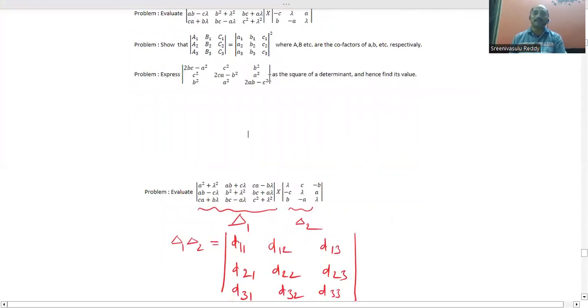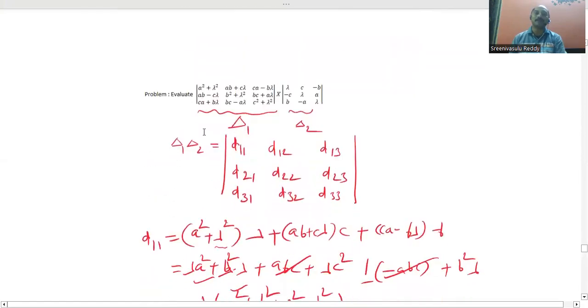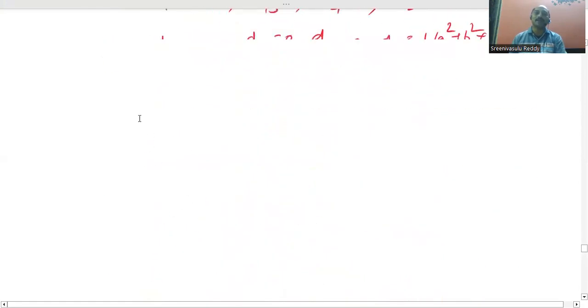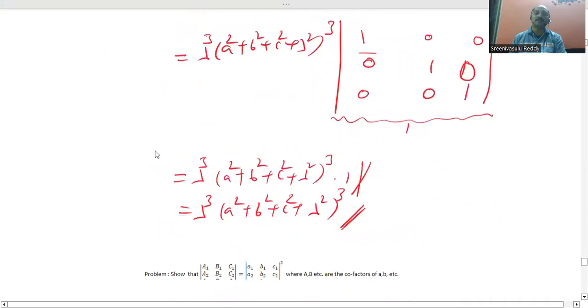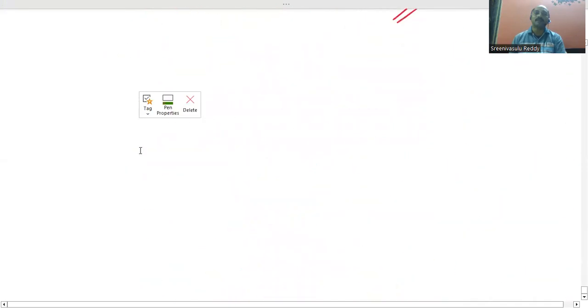If you have a determinant here, the RHS is the square of a determinant, the square of some other matrix's determinant, like the previous one. In the previous one, LHS is a determinant of some matrix and RHS is the square of the determinant of some other matrix. Likewise, we need to expand for this matrix also. So this is the last problem in this topic.